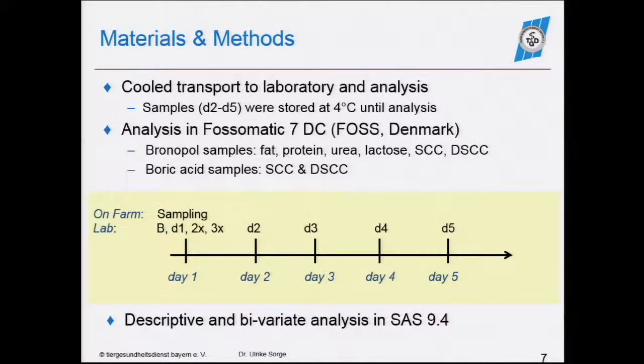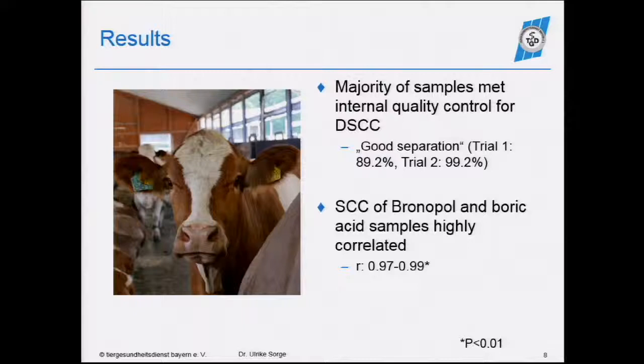So again, we took the samples on day 1 and analyzed them in the laboratory with the somatic 7 DC. We analyzed samples for SCC and DCC, and then the bronopol samples were also analyzed for various nutrients or metabolites in it, which apparently is not able to be done with the boric acid samples. And then basically I compared the samples.